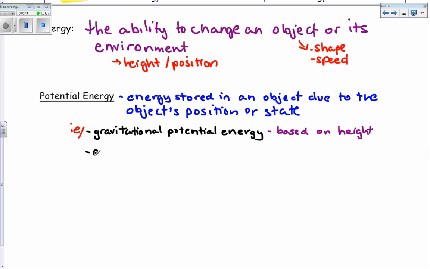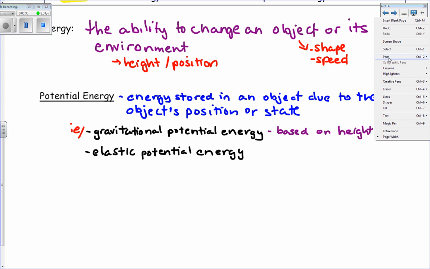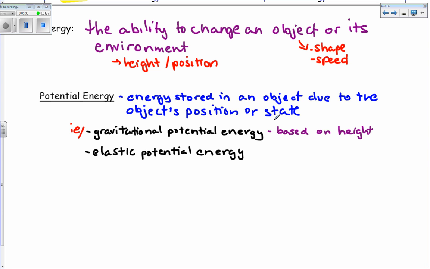Elastic potential energy is another one we're interested in. We talk about that briefly in this unit, and then it plays a big role in the next unit when we talk about oscillatory motion or periodic motion, springs moving back and forth and things like that. It's based on what's called the elastic constant, so it's based on how elastic an object is. We'll talk a little more about that elastic constant when we talk about this type of energy.